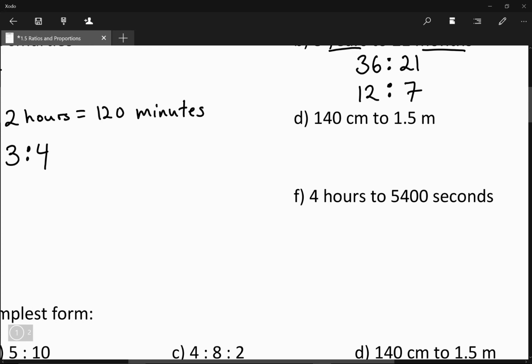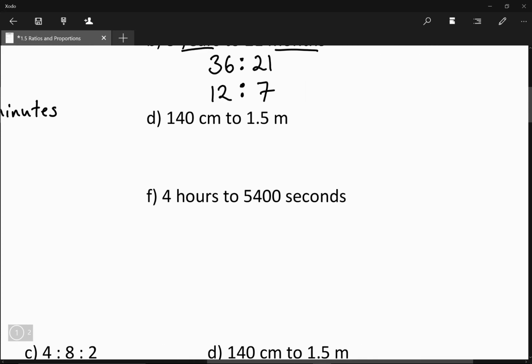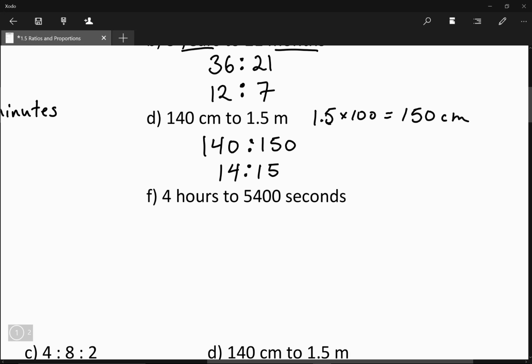Okay, what about D? 140 centimeters to 1.5 meters. So 1.5 meters, I can express that in centimeters by multiplying 1.5 times 100. So 1.5 times 100 equals 150 centimeters. So my ratio would be 140 to 150. And I can reduce that into lowest terms by dividing by 10. So it would be 14 to 15.